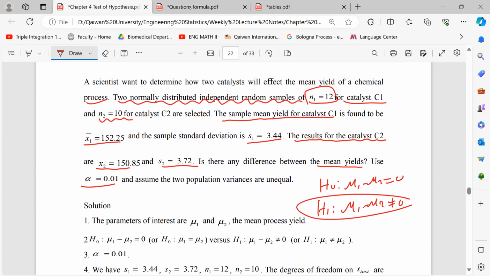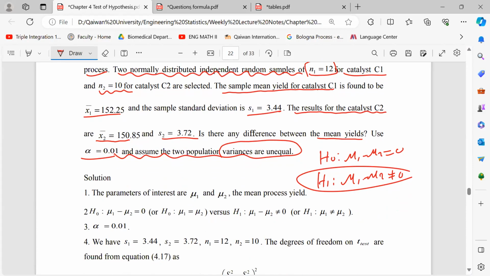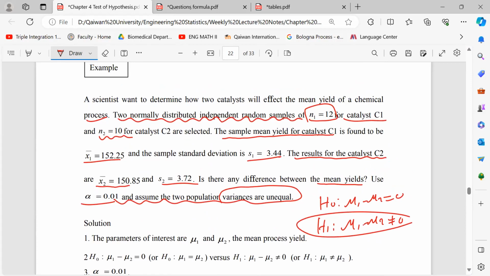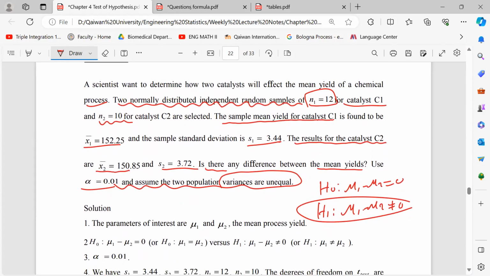Use alpha to be 0.01 and assume that two population variances are unequal. The population variances are unequal. It's given that their variances are equal. Now, as it says, is there any difference between the mean? Means it's the difference of their means. So the parameters of interest are mu1 and mu2. We just write down this.